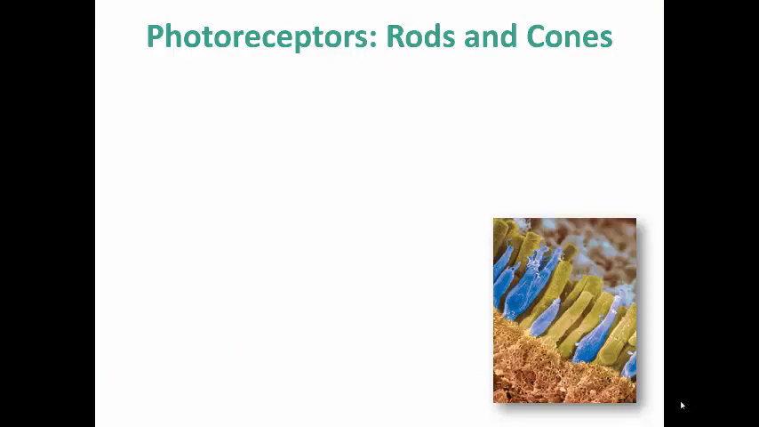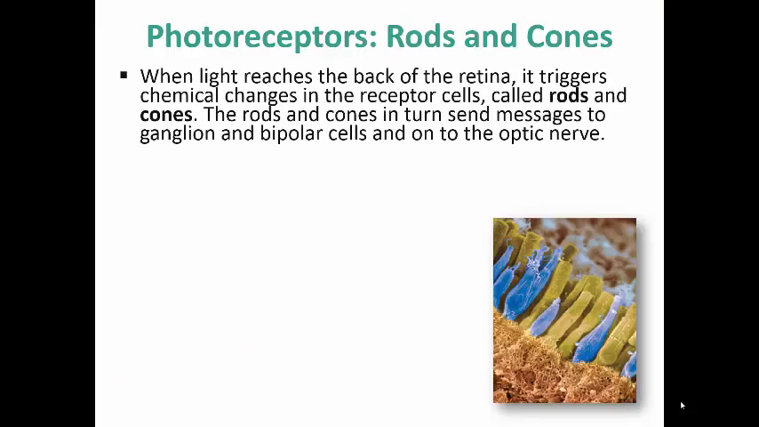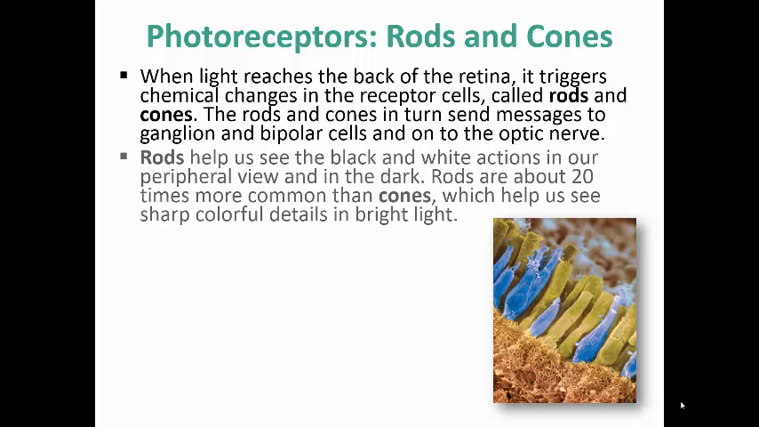So photoreceptors are the rods and cones, and on the bottom right is a magnified image of what rods and cones look like. When light reaches the back of the retina, it triggers a chemical change in the receptor cells called rods and cones. These rods and cones in turn send messages to the ganglion and bipolar cells on the optic nerve.